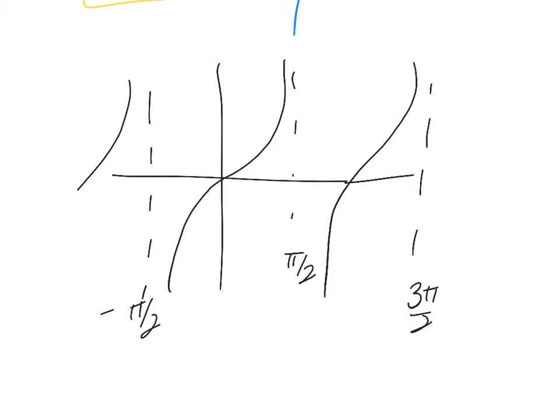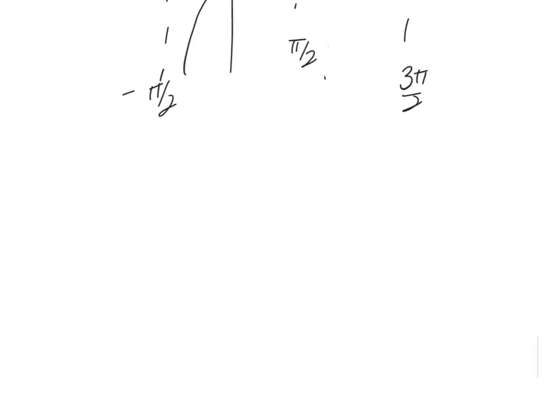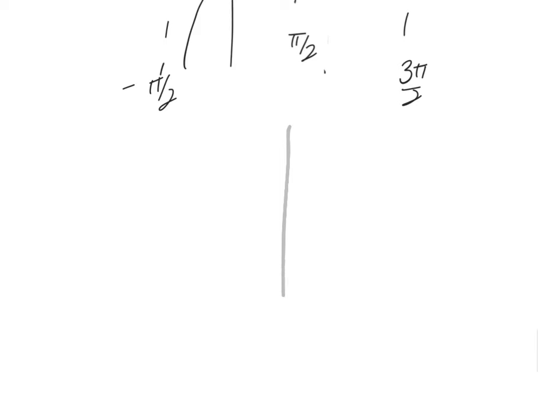Where do you think I'm going to cut my tangent? Mira? Absolutely. So I am going to cut it from negative pi halves to pi halves. So then my cotangent. Here's my cotangent.